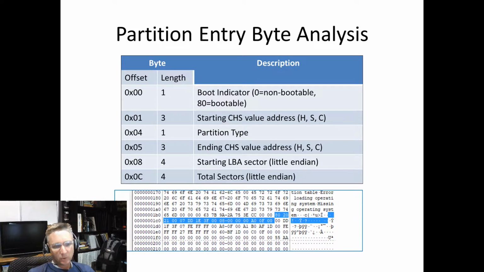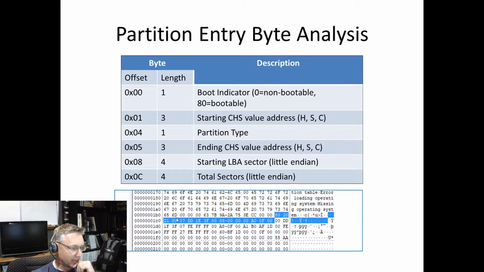The last 4 bytes of that entry are the total sectors of the partition. So it doesn't give us the last sector, it gives us the first sector and the total number of sectors, so we can figure out what the last sector is. So anyway, that's an overview of a partition entry in the master partition table.